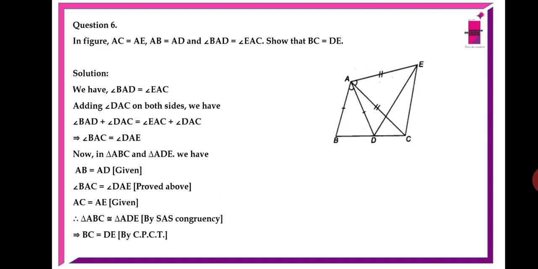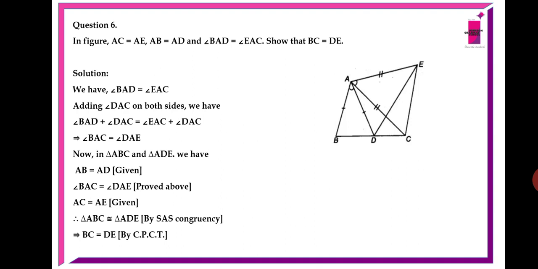Before that, I should prove that triangle ABC and triangle ADE are congruent. Then from that I can get BC equal to DE by corresponding parts of congruent triangles. So now I am adding angle DAC on both sides. We have angle BAD plus angle DAC equal to angle EAC plus angle DAC. Now if I add both angles, LHS becomes angle BAC and RHS will be angle DAE. That is angle BAC equal to angle DAE.